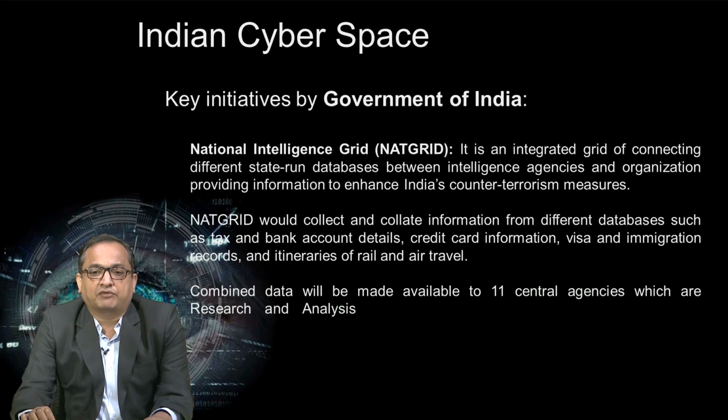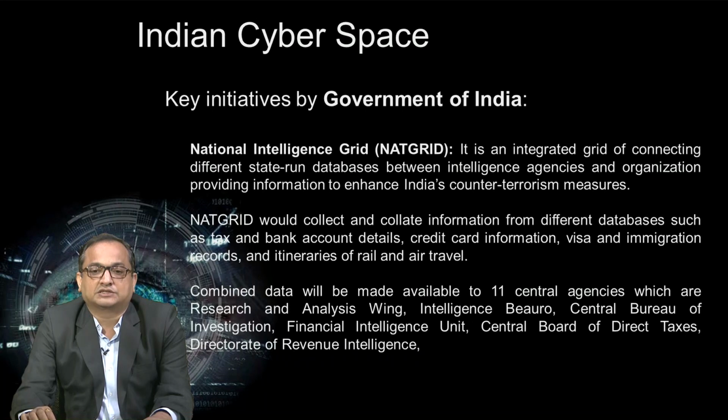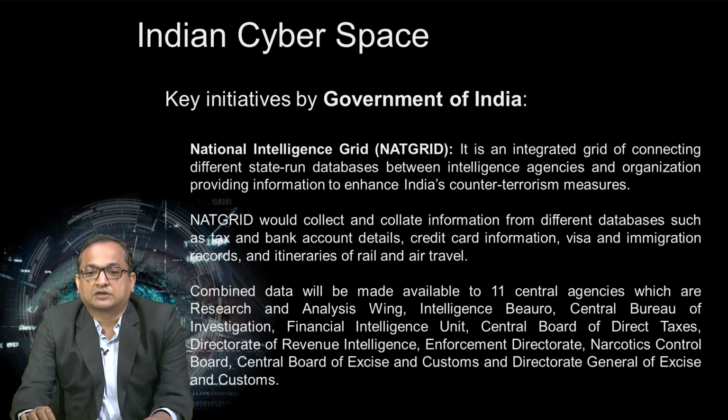Combined data will be made available to 11 central agencies which are Research and Analysis Wing, Intelligence Bureau, Central Bureau of Investigation, Financial Intelligence Unit, Central Board of Direct Taxes, Directorate of Revenue Intelligence, Enforcement Directorate, Narcotics Control Bureau, Central Board of Excise and Customs, Directorate General of Excise and Customs. So, this is a kind of national intelligence grid wherein information of an individual is being shared for the security of the country.